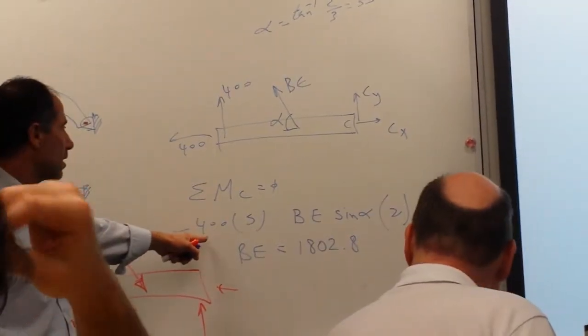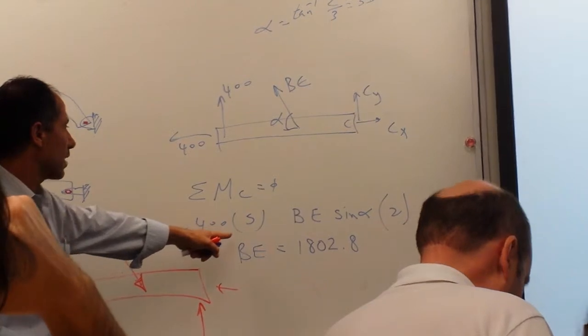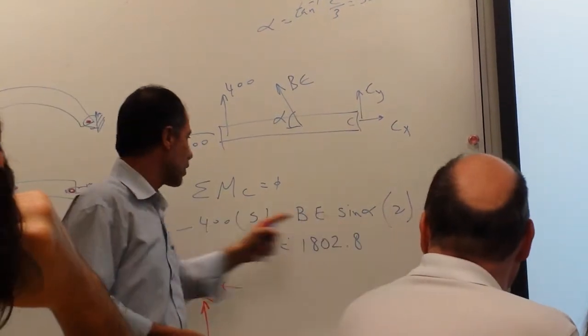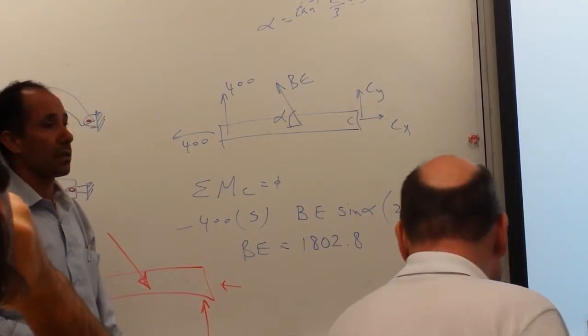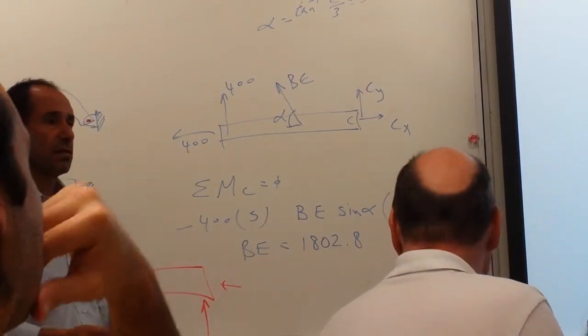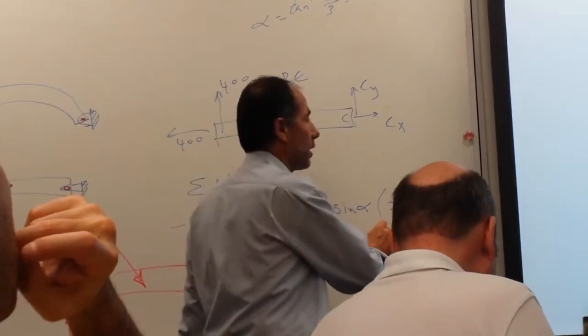It's easy, guys. This is 400 times 18.2.8. This is 2,000 divided by 2 is 1,000. 1,000 divided by sine of 33.18? I punched in my calculator real fast. 18. Same as I got.